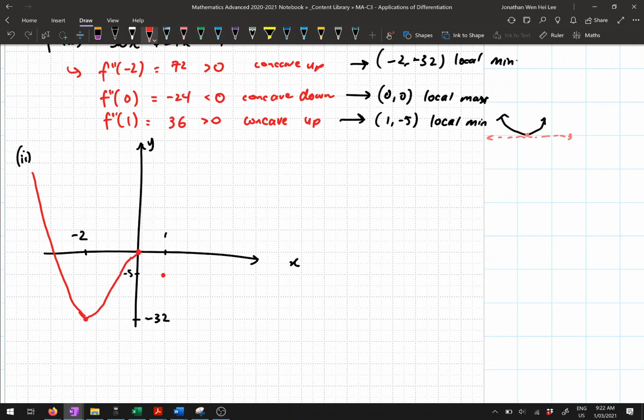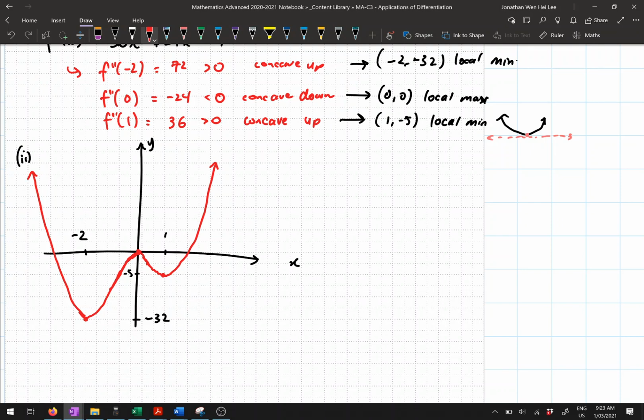Then my second point, 0, 0, is a local minimum or maximum? Maximum, which means it needs to go from the left-hand side up to it, and then go back down. And then 1, negative 5 is a local minimum, which means we need to go down and back up. And there we go. It looks kind of like a weird W. So finding our stationary points like that, we can actually just draw a graph like this.